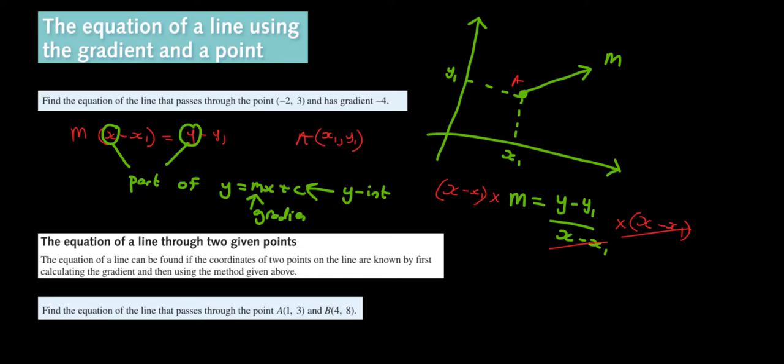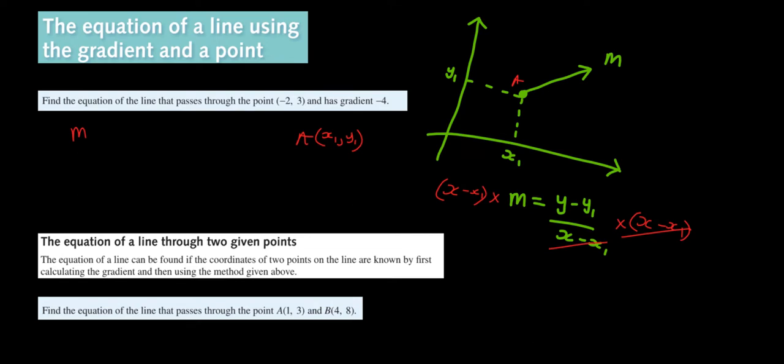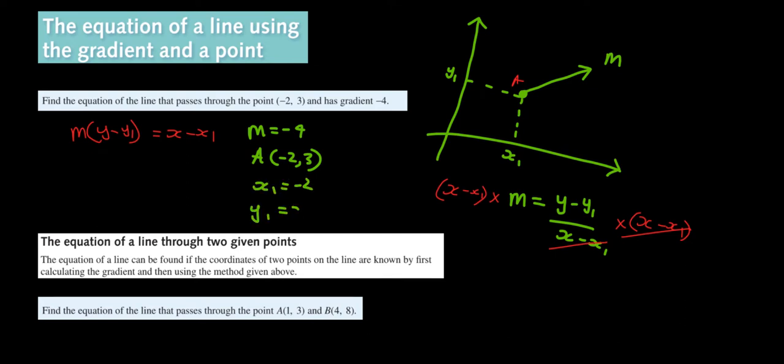And let's look at an example. Let's write down our formula again. This time we are given a gradient of -4, so m is equal to -4. And we've got a point, let's call that A, (-2, 3). We can see that x1 here is -2 and y1 is 3, so we just substitute these values into our gradient intercept formula, which is here.